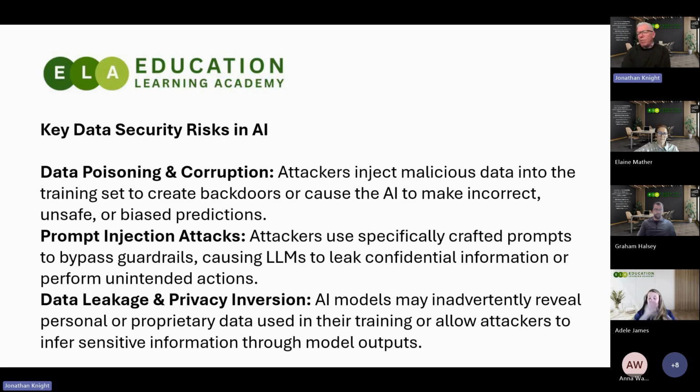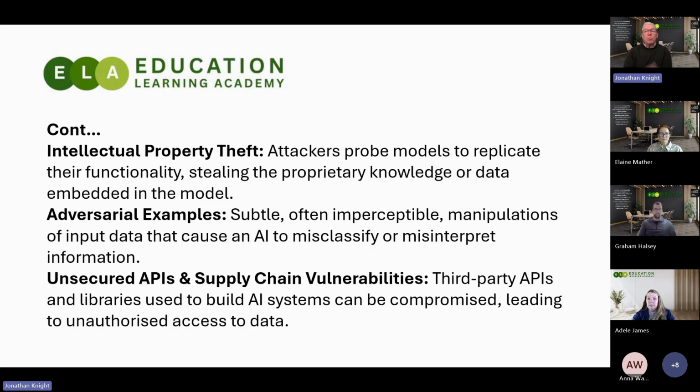Data leakage and privacy inversion again. There's a lot of opportunities, I think, for bad actors to use that. Intellectual property theft, adversarial examples, manipulations of data to give you the incorrect insights, that type of thing. Unsecured APIs, that's one that's becoming quite prevalent at the moment.